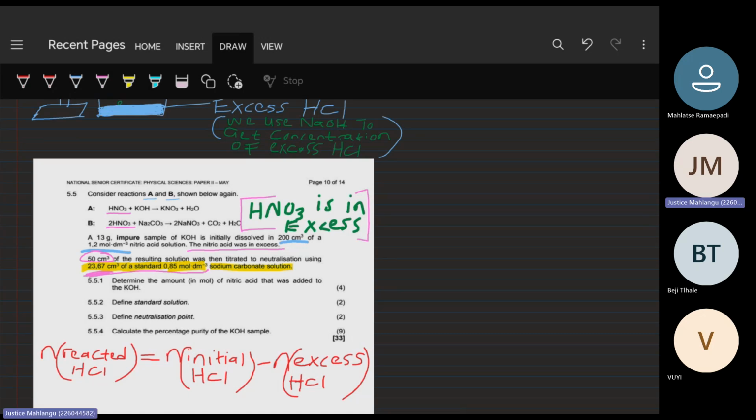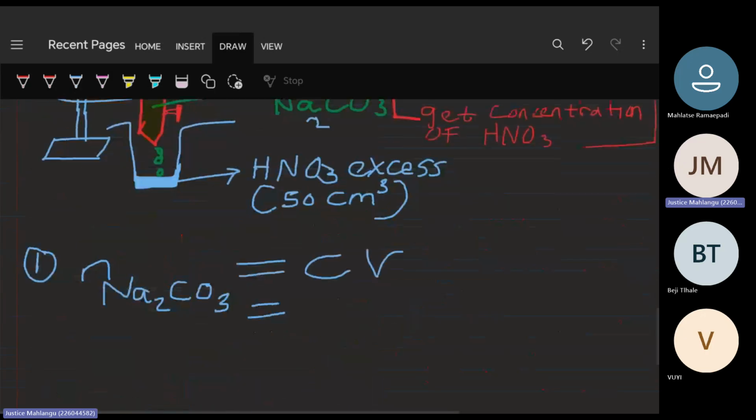We're given the concentration. What is the concentration? 0.85. Remember, concentration is the moles per cubic decimeter. The 23.67 is the volume, all right? But the 0.85 is the mole per cubic decimeter, which is the concentration. So 0.85 is our concentration.